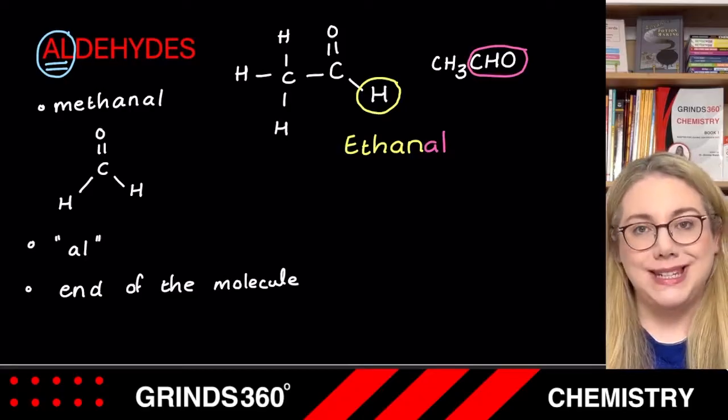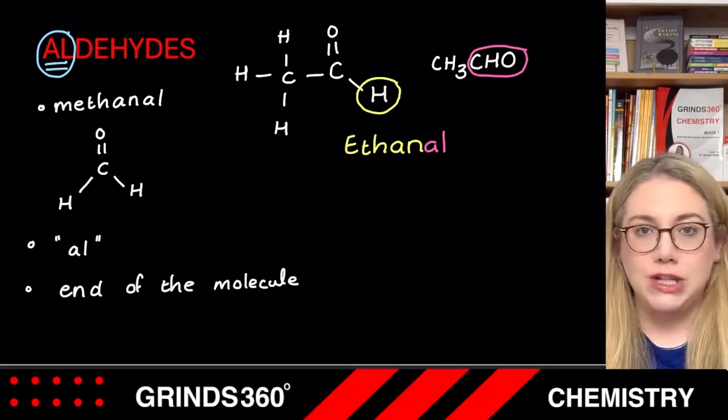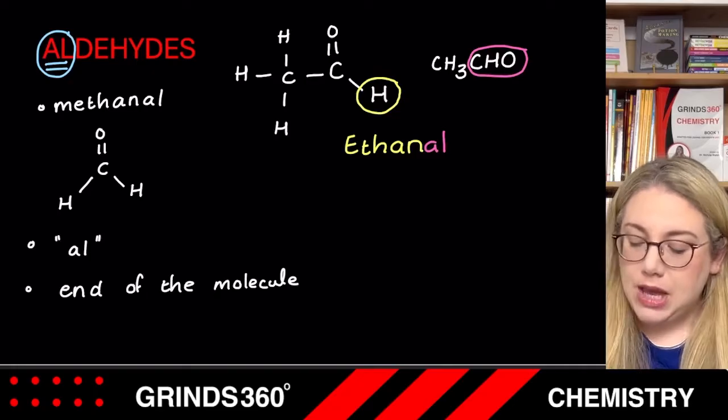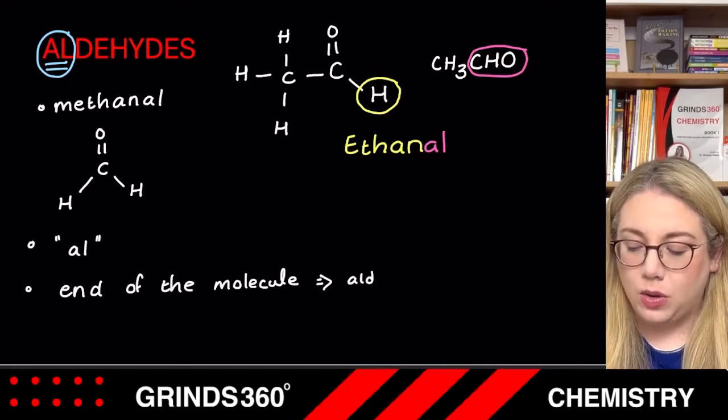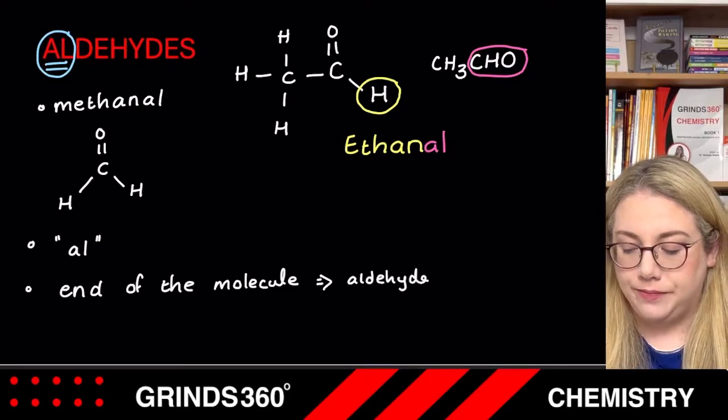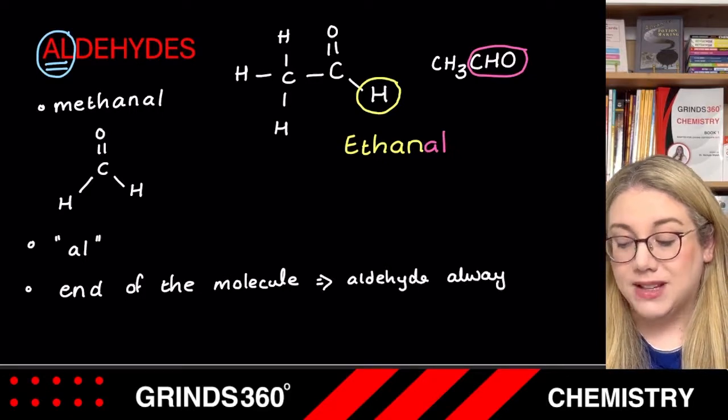Now, when it comes to naming this compound, you don't need to worry about the numbers. So with the IUPAC naming, you don't need to include numbers because the aldehyde will always be on carbon 1. Because it's at the end.